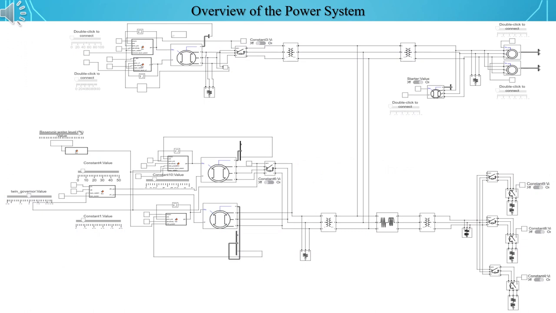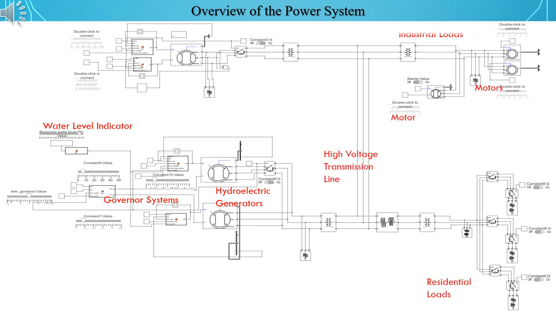The main power source of the system is the two hydroelectric generators and a water level indicator that will act as the source of hydroelectric power. And the system is connected by a high voltage transmission line to a set of residential loads and some motors which will be considered as industrial loads. And finally, there is a backup diesel generator to provide additional power to the system.